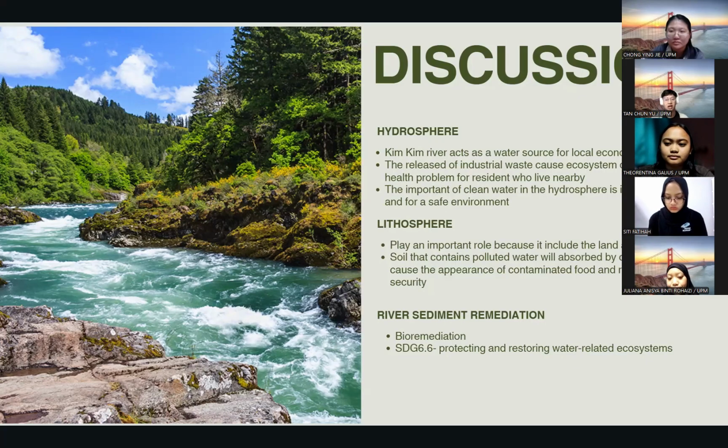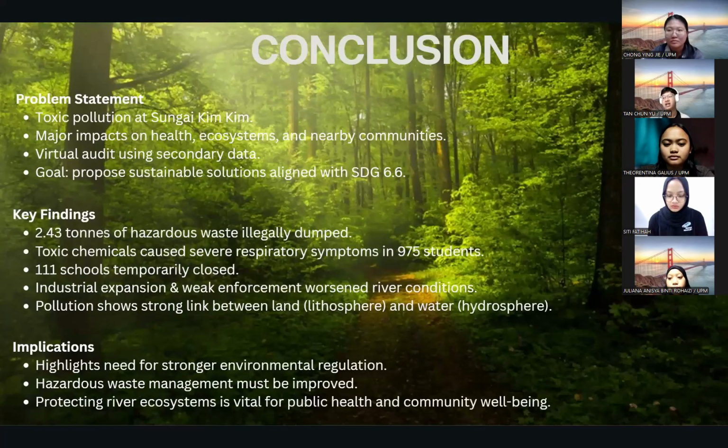So according to our result, we have discussed one solution, which is river sediment remediation. Okay, so in Kim Kim River case, we suggest that bioremediation is the best way, the most effective method to solve the Kim Kim River problem. Bioremediation, we can divide into bioremediation and also phytoremediation. Those 2 methods, we will mainly focus on SDG 6.6, which is protecting and restoring water-related ecosystem. Okay, so that's all for our discussion. Now our next member will discuss our conclusion.